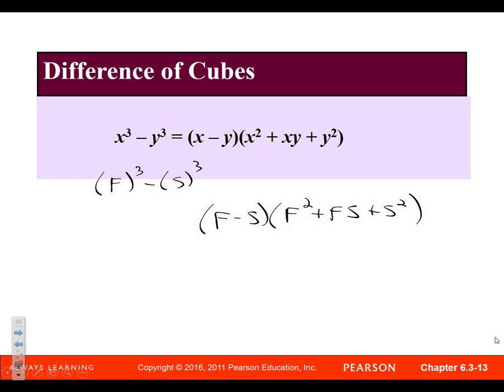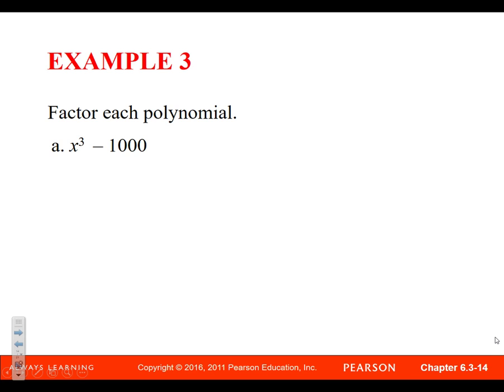Oh, very nice. Okay, so here we go. In this case, we want to factor each polynomial. So same idea as before, right? I want to make sure that I have two cube values here. So for starters, I want to see if I can express this in the form of two cubes. In this case, I would have x cubed, correct? Minus the other one. What is 1,000 as a cube? Yeah, it's 10 cubed, isn't it?